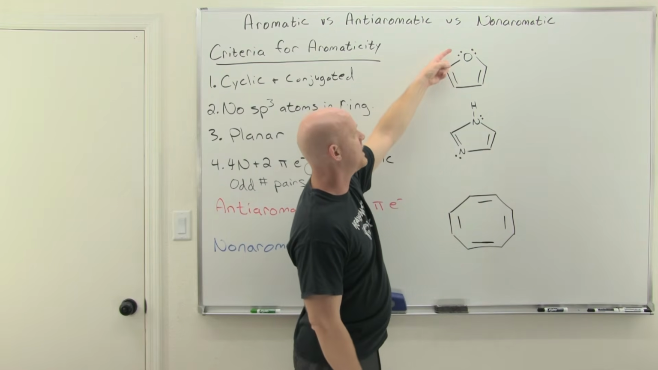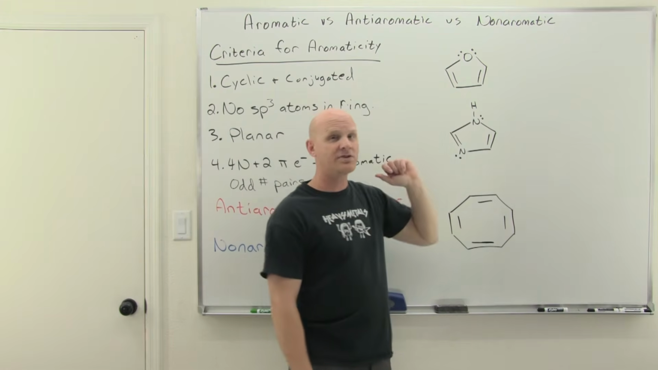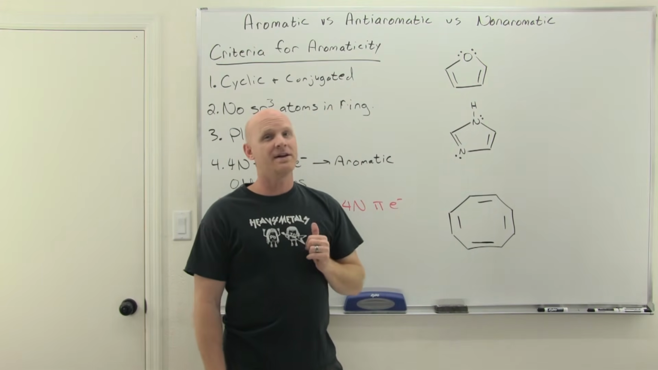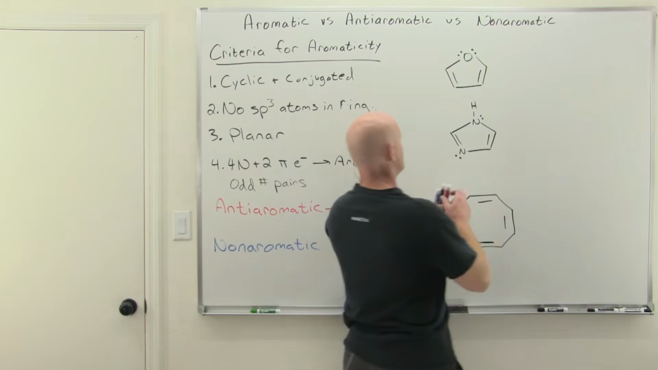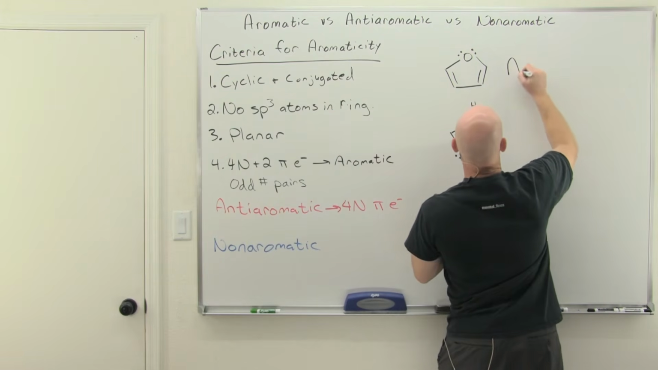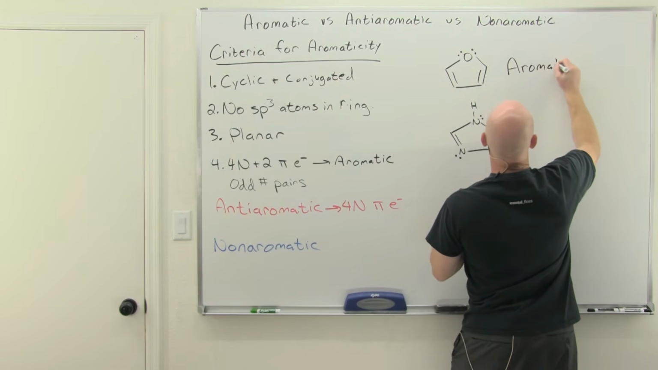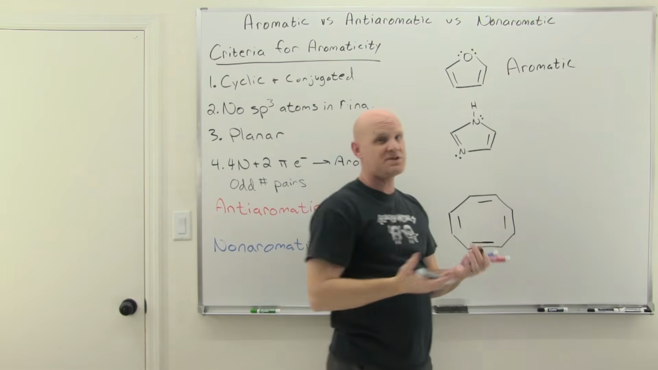And in this case, that would be 2, 4, 6 pi electrons. And that's definitely an aromatic number. And so it turns out that he's going to be aromatic. One of his lone pairs is in a p orbital. The other one's just in an sp2 hybrid.